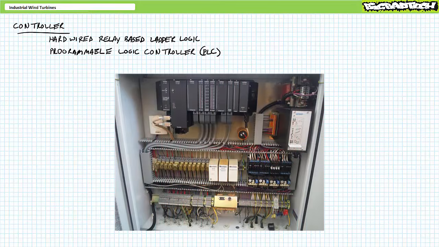Depending upon manufacturer, model, and date of installation, a wind turbine controller may be implemented using simple hardwired relay-based ladder logic or a more sophisticated programmable logic controller, or PLC. Additionally, you may encounter implementations that are a little bit of both, with a PLC managing certain aspects of the wind turbine and smaller subsystems implemented entirely in relay-based ladder logic, or vice versa.